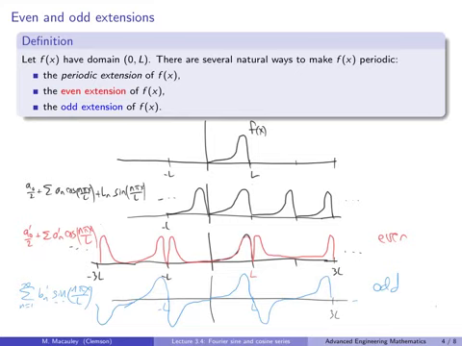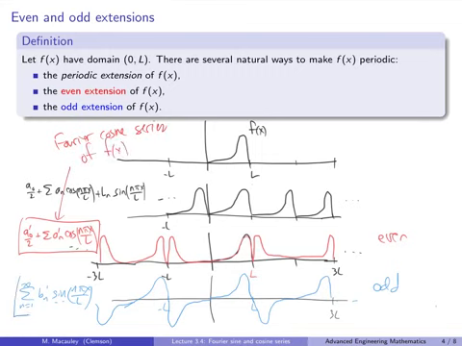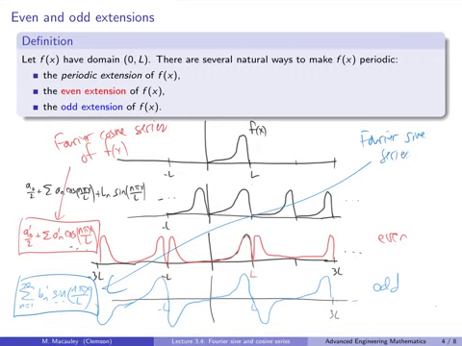Given this function, we're going to define the Fourier cosine series of f to be the Fourier series of the even extension. So this is the Fourier cosine series of f, and this is the Fourier sine series. So the Fourier sine series of f of x, that is by definition the Fourier series of the odd extension.